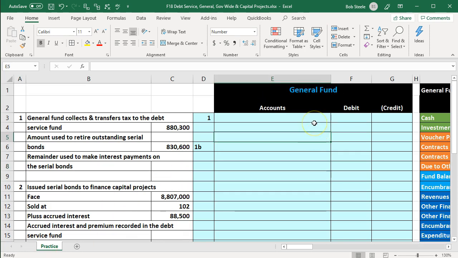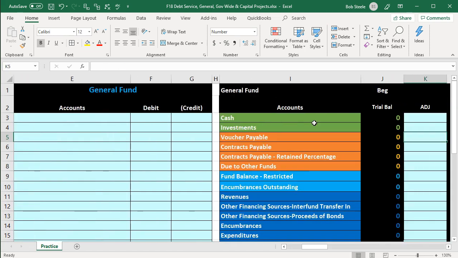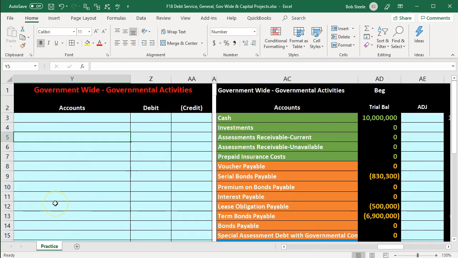We're going to first record this transaction in the government-wide activities. The government-wide fund is going to be on an accrual basis, which is something we're going to be more familiar with. So let's go ahead and record this transaction. First, we're going to say that we collected the taxes. So we're over here in column Y. We're going to say that cash is going to go up and we got revenue for it. So the other side is going to be the revenue.